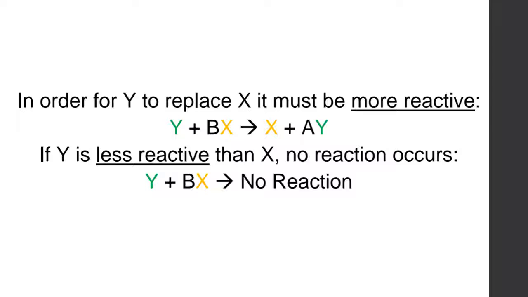Now to the bottom equation, if y is less reactive than x, then no reaction occurs. So going back to the other example, if Chris Paul is less skilled than Patrick Beverley, then no reaction, or you could say no trade, would ever occur.